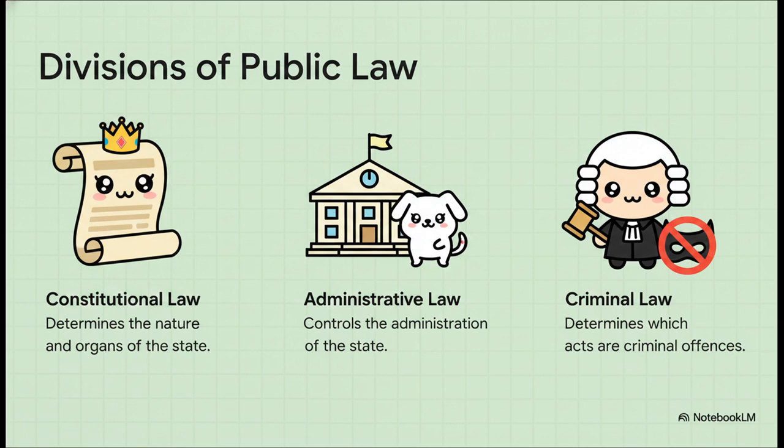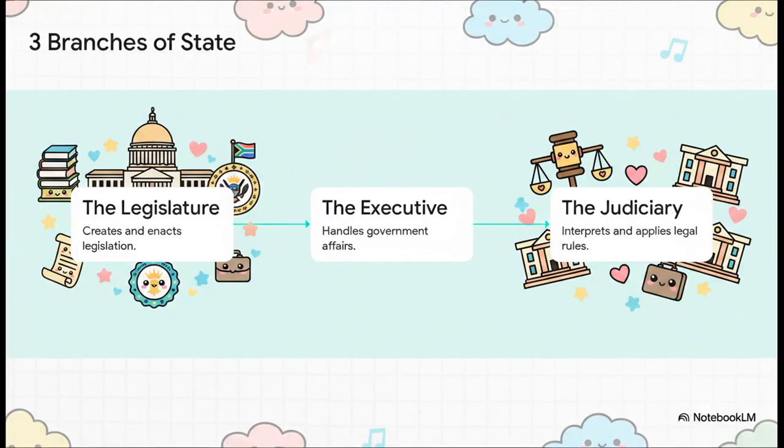And then there's criminal law, which is where the state decides which actions are so harmful to society that they're considered crimes against the state itself. And right at the very heart of constitutional law is this brilliant idea, the separation of powers. It's broken down into 3 branches to keep things in check.